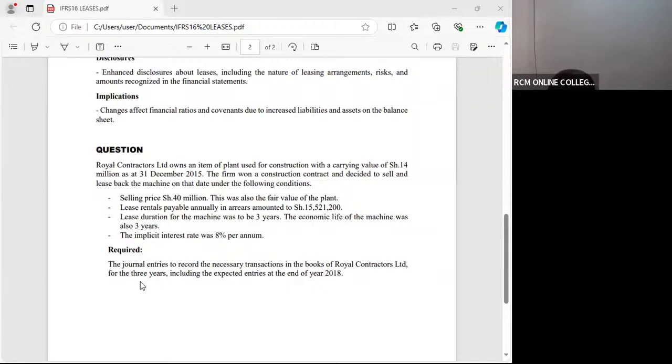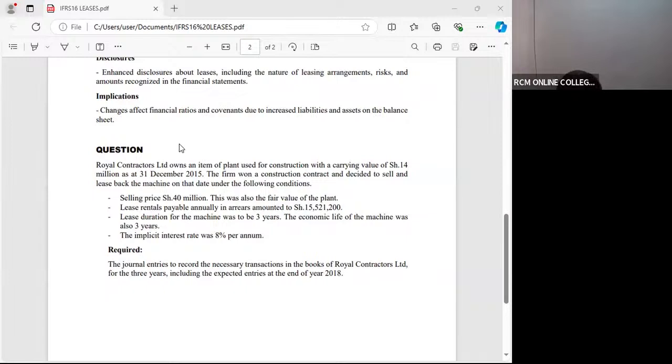So they want us to give them the journal entries to record the necessary transactions in the books of Royal Contractors Limited for the 3 years, including the expected entries at the end of year 2018. Now, ladies and gentlemen, we must know who Royal Contractors now are in this arrangement. Remember, Royal Contractors initially owned this particular item of plant.